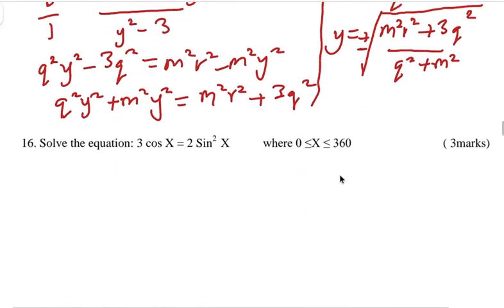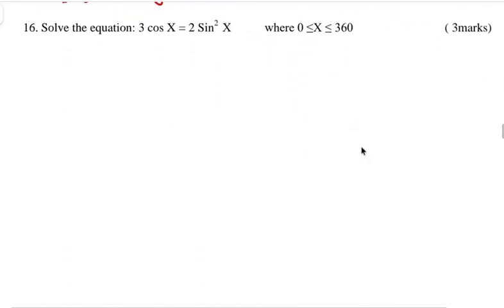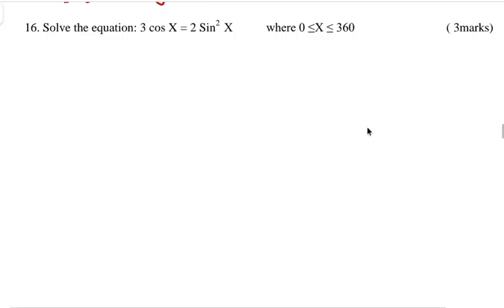And the last question is now question 16. Solve the equation 3 cos x equal to 2 sin squared x. So how do you solve a question like this? You must know this formula, because there is sin squared x. You cannot solve if there is cos on one side and sin on the other. So it means you either change the cos to sin or change the sin to cos. But for this one you cannot change cos to sin, but this one you can change to cos.